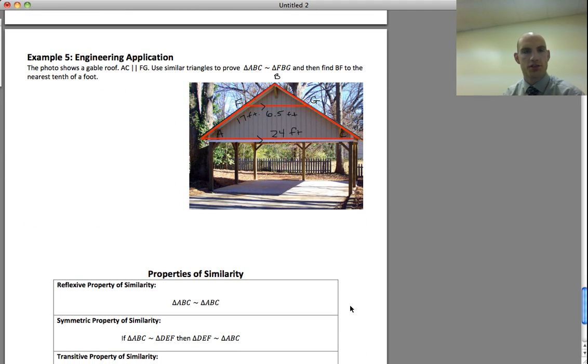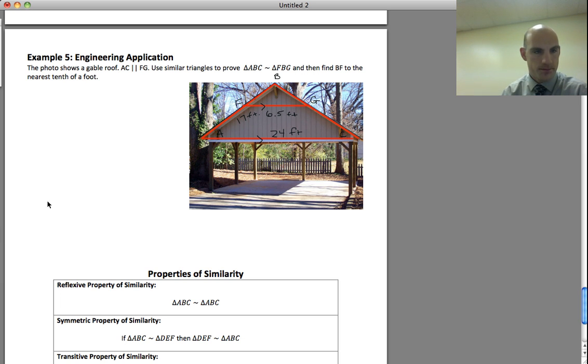Engineering application. The photo shows the gable of a roof, which is the front part of that roof that shows it sometimes has a window in it. And it says that AC, this part down here, is parallel to FG. Use similar triangles to prove that the two triangles, the little one and this big one, are similar. Then find the length. This is good for us because we're actually applying this.